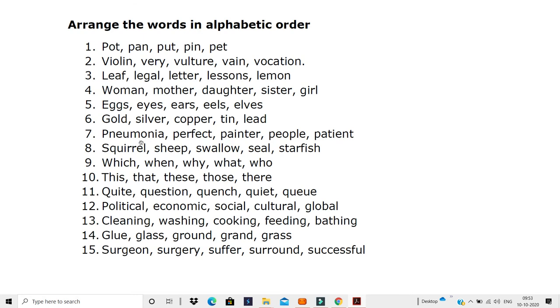Okay. So next, squirrel, sheep, swallow, seal, starfish. So don't look at the first because everyone's first is the same. Then which, when, why, what, who. Your first two alphabets are same. Third, this, that, these, those, there. The first two alphabets are same. So you look at the third. Here also the first two alphabets are same. So you look at the third alphabet. Quiet, question, quench, quiet, quiet. Then political, economic, social, cultural, global.